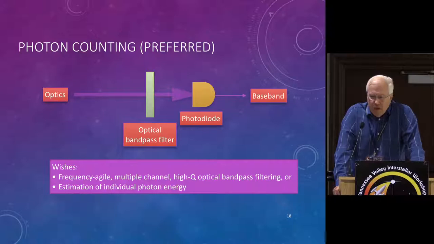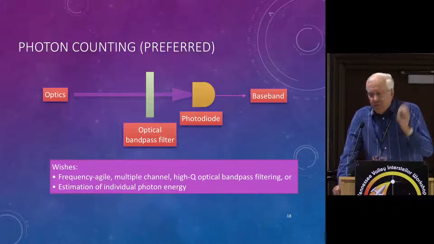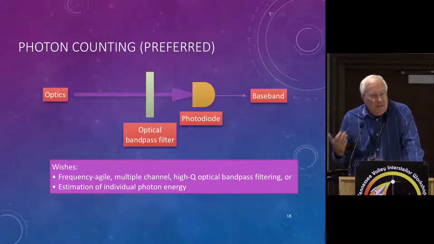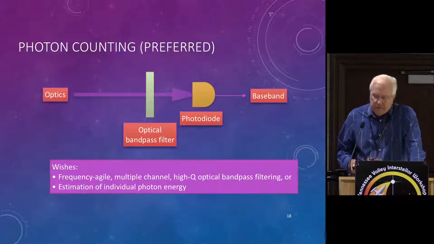One of the technologies that would make things a whole lot simpler if it's available is if our detector told us the energy of the photons as well as the time of arrival, the energy being related to their wavelength. Then we could do our subsequent processing without this narrow bandpass filtering.